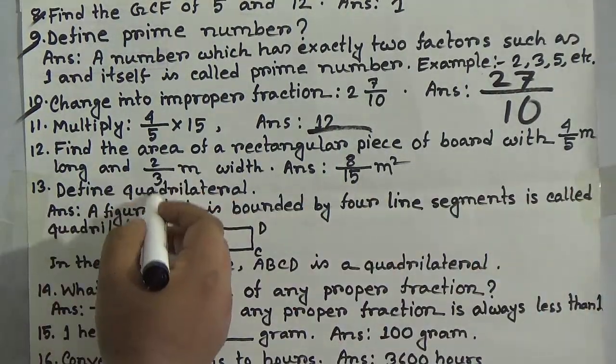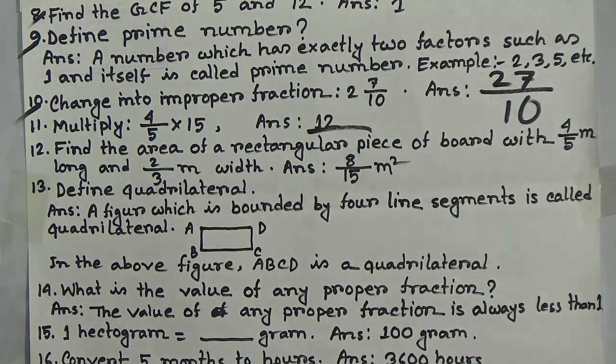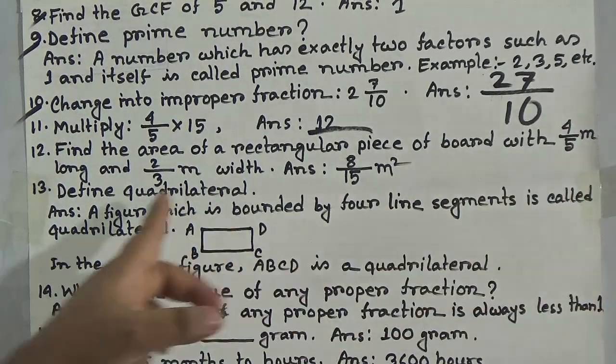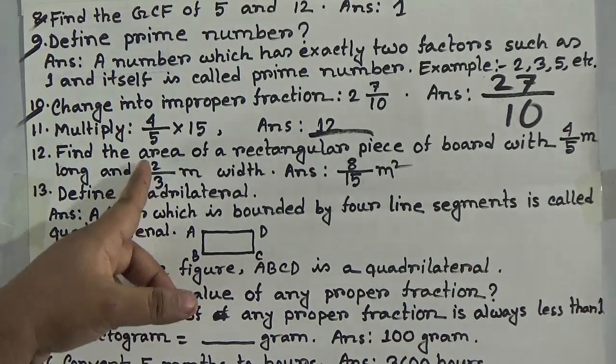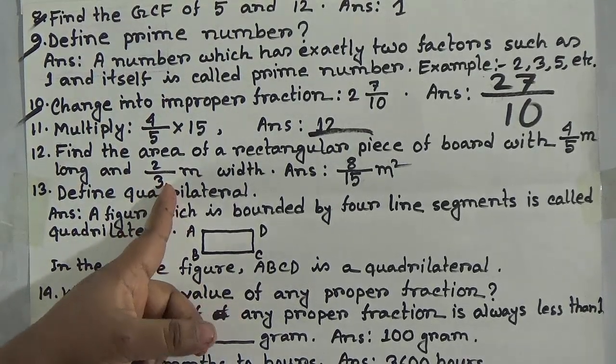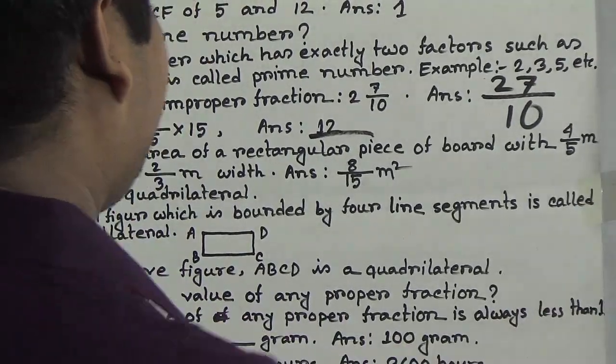Our next question is: find out the area of a rectangular piece of board with 4 by 5 meter length and 2 by 3 meter width. Before starting to solve this math we need the formula of the area of a rectangle. What is the formula? The formula of the area of a rectangle is length multiplied by width. Here length is 4 by 5 and width is 2 by 3 meter.